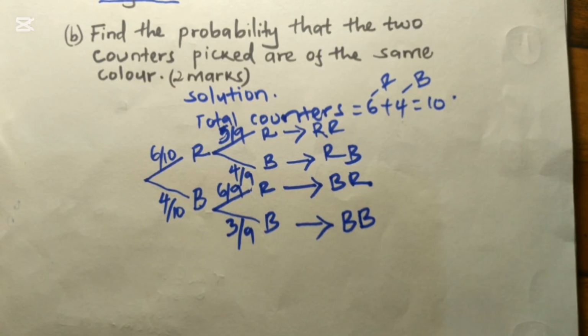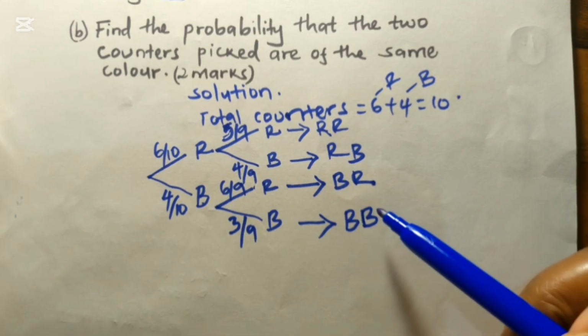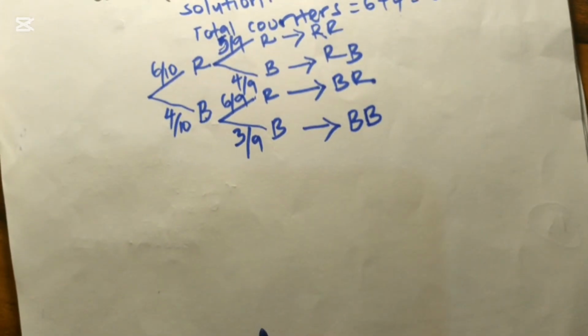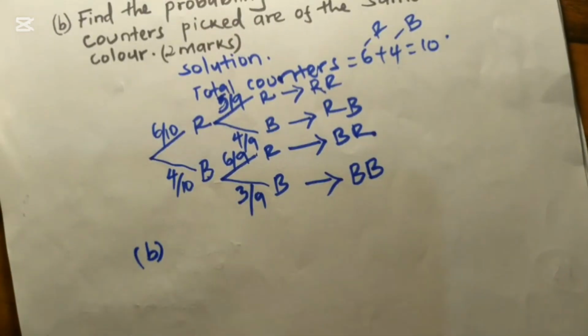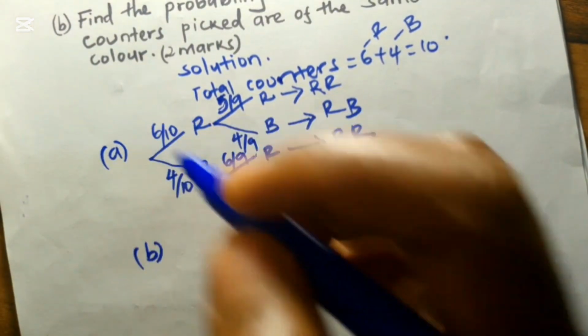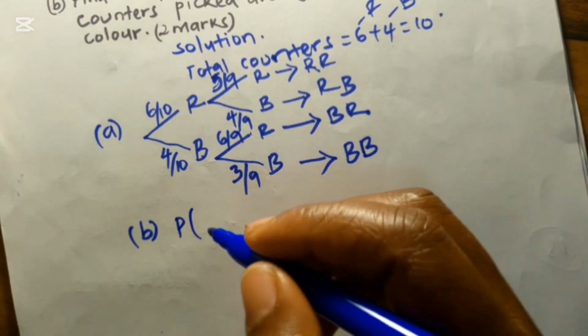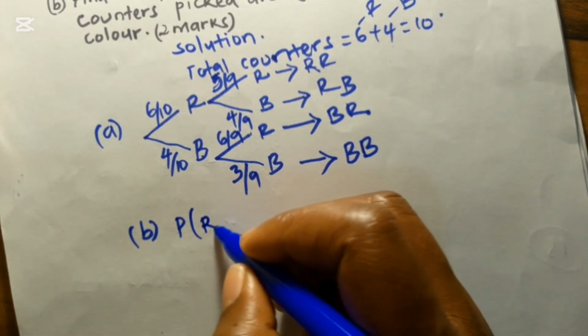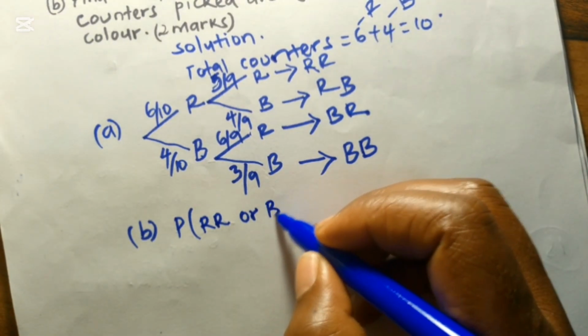So from there we move to part B, finding the probability that the two counters picked have the same color. Same color means we can either pick a red and a red, or a blue and a blue. So we'll have part B. Yeah, this was part A. Part B will have the probability of picking a red and a red, or the probability of picking a blue and a blue.